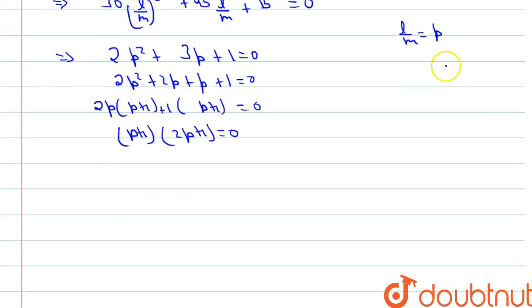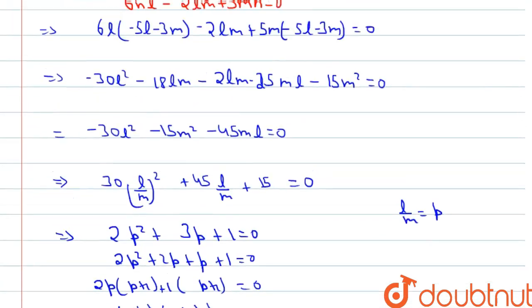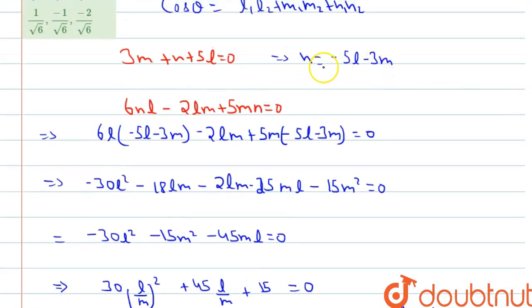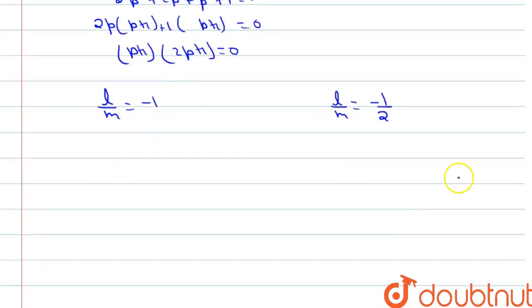Now we got the two values of p, which means we got the two values of l/m. The first one is l/m = -1, and the second one is l/m = -1/2. Now we know that n = -5l - 3m. From this equation we divide by m, so we can write n/m = -5(l/m) - 3, which gives n/m + 5(l/m) + 3 = 0.